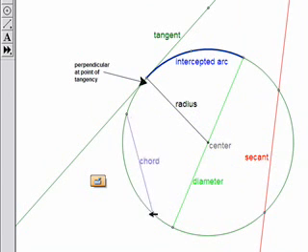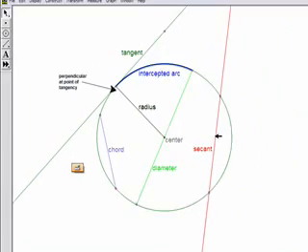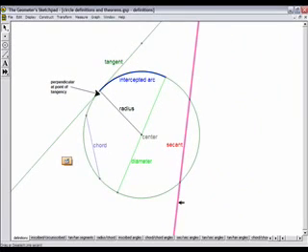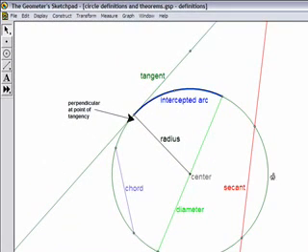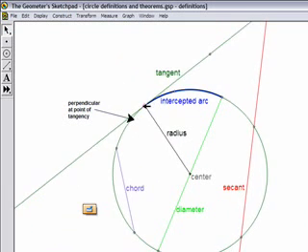A secant can be thought of as an extension of a chord. So a secant is a line that cuts through 2 points on a circle. Here you have a tangent. A tangent touches a circle in exactly 1 point. And a tangent and a radius, when they touch here at what's called a point of tangency, then they always form a right angle. So this is a right angle here. This is a right angle over here. See, as I move that around, it's always a right angle.